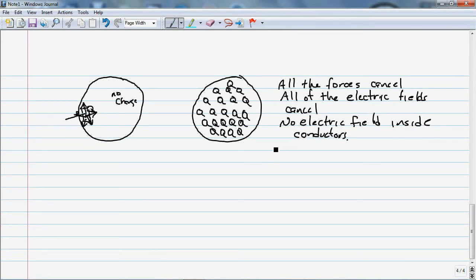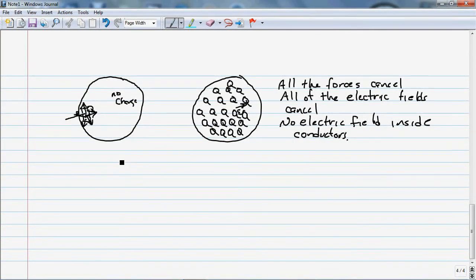If there was an electric field in here somewhere, that would force one of the charges to move closer to another charge, which would produce a force and an instability, and would cause all the charges to move in such a way to cancel out the electric field. So there cannot be an electric field inside the conductors.